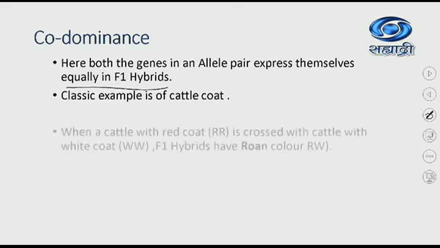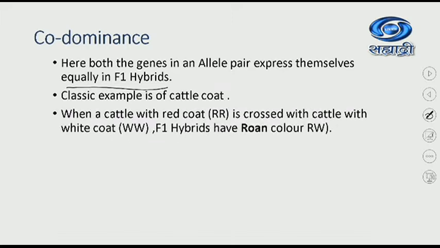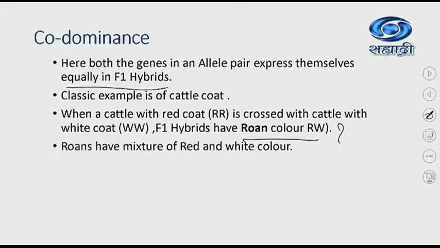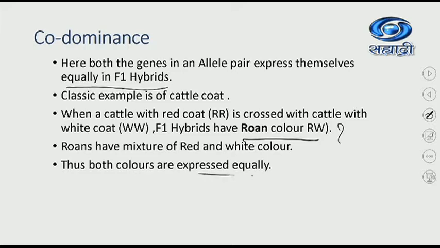Classic example is of cattle coat color. When a cattle with a red coat is crossed with another cattle with a white coat, F1 hybrids are roan. Now what is this roan? I'll show you with a chart. Very interesting. And roan is also a mixture of red and white coat. When you see the diagram, it will be very clear to you. Thus, both colors are expressed equally.